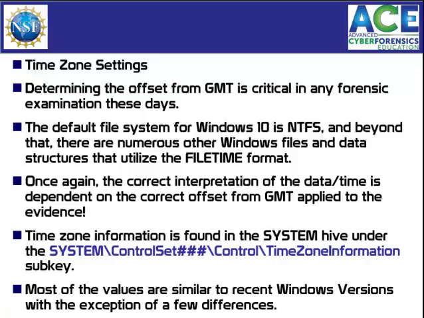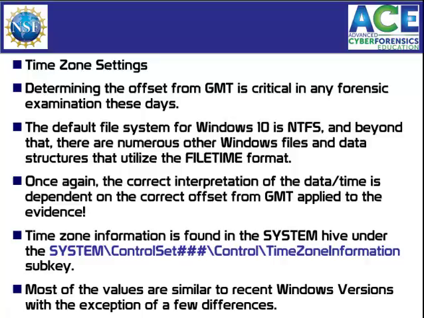So the default file system in Windows 10 is again NTFS, and that's been largely consistent since Windows NT, Windows XP, and so on, and they utilize the file time format. And as I previously mentioned to you, the file time format is actually stored on the disk in UTC or in GMT format, meaning an offset of 0 from GMT or UTC. So correctly interpreting the date and time is largely dependent on the correct offset from GMT as it is applied to the evidence in your case.